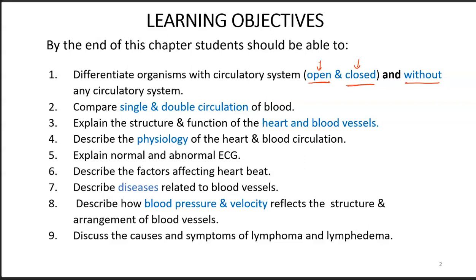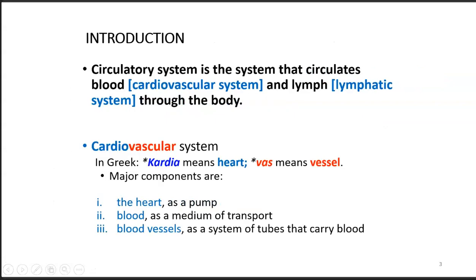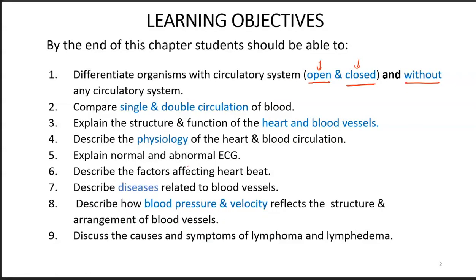For the closed circulatory system, it involves these two modes of blood circulation: either single or double circulation of blood. Next, explain the structure and function of the heart and also blood vessels. There are 3: artery, blood capillaries, and also veins.